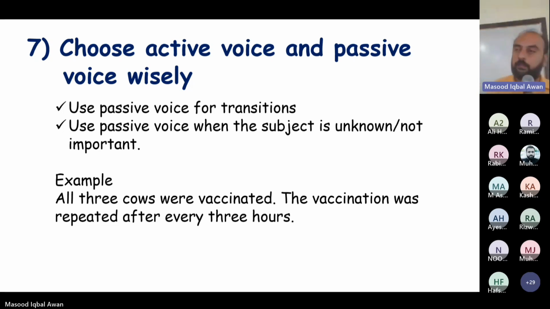So we can use active voice, we can use passive voice, but we have to choose wisely. And I would suggest that you preferably use active voice.